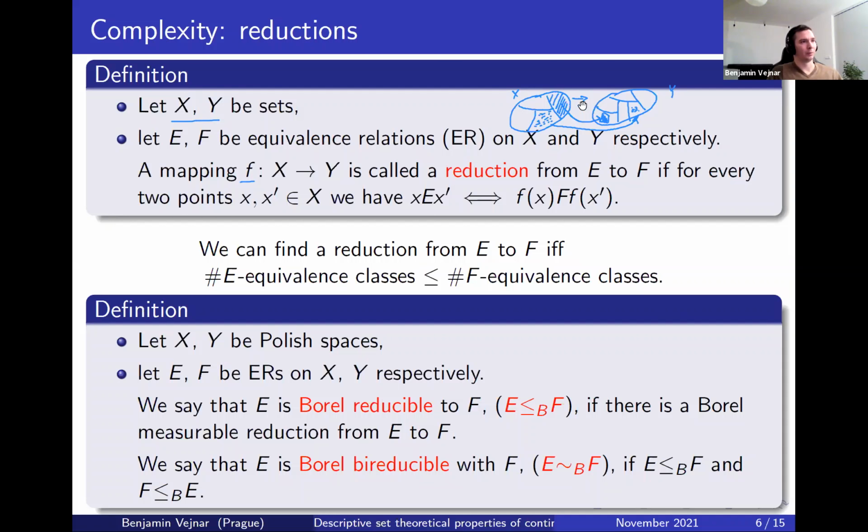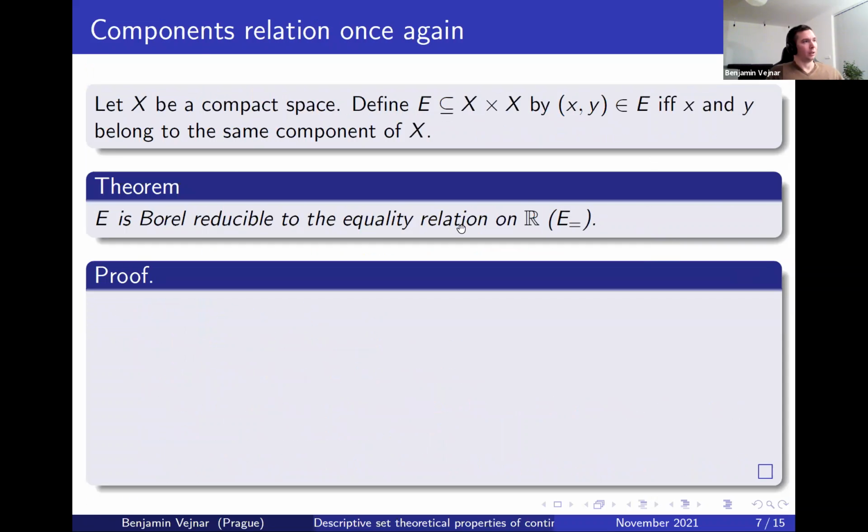Okay, so now let me consider the component relation on a compact space again. So this E is as on one of the previous slides. And using the previous definition, we can state the following theorem, that E is Borel reducible to the equality relation on real numbers, which is denoted by this symbol, the equality relation.